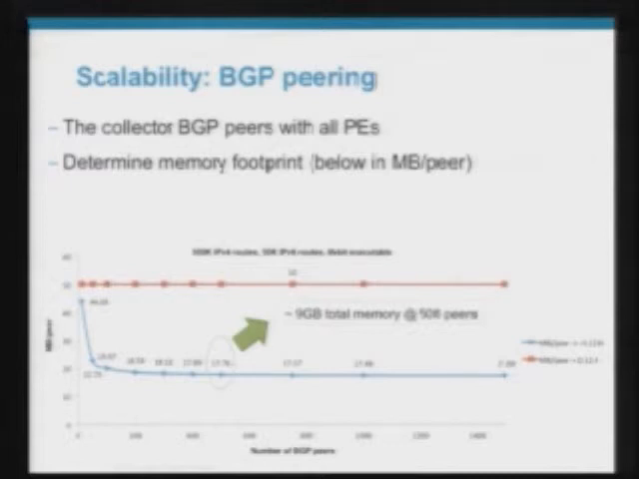And so what you can see, the result of that, is that for 500 P routers, you have a consumption of roughly 9 gig of memory. Of course, how this is calculated, you can see at the top of this illustration, which is with 500,000 IPv4 routes, 50K IPv6 routes, and a 64-bit executable.